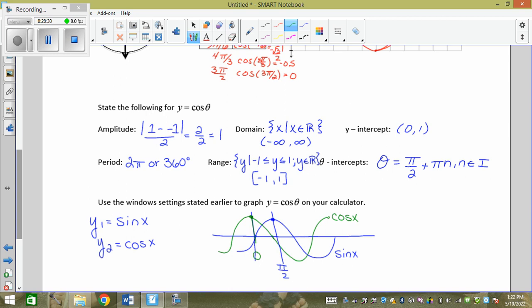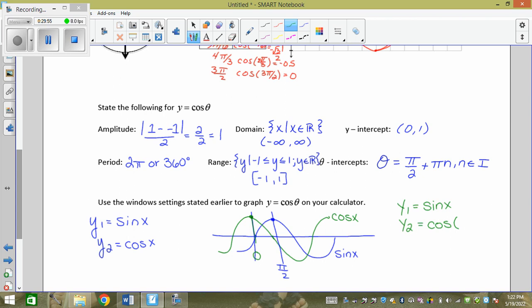How far? Yeah, pi over 2 to the right. Do we agree? Okay, so in y1 put in sine x. In y2 I want cos x, but I want it to be the same spot as sine. So I want to take this green graph and move it so that it actually matches the sine graph. How do I do that?